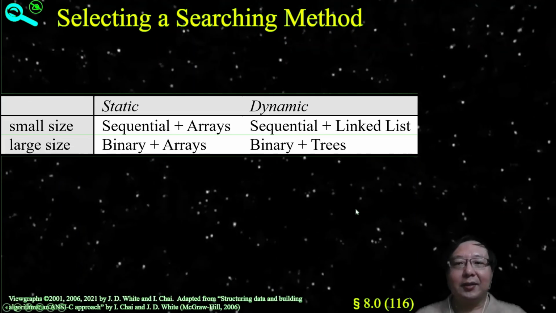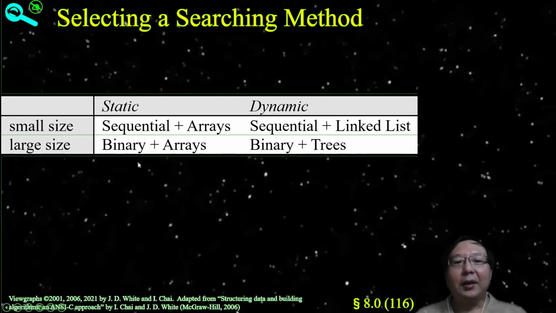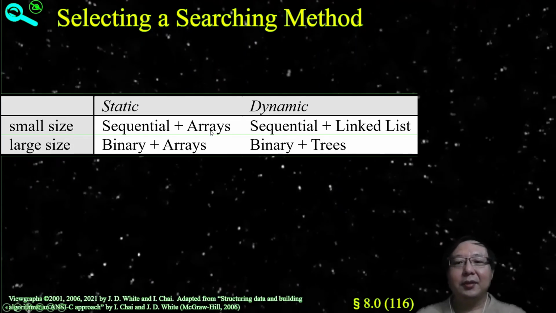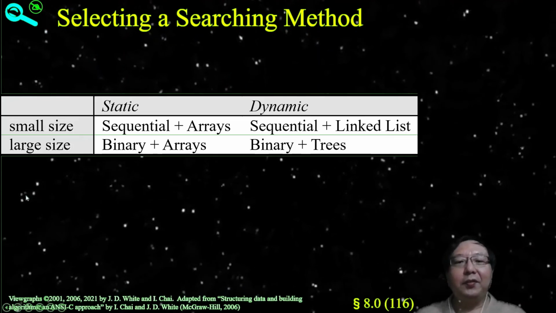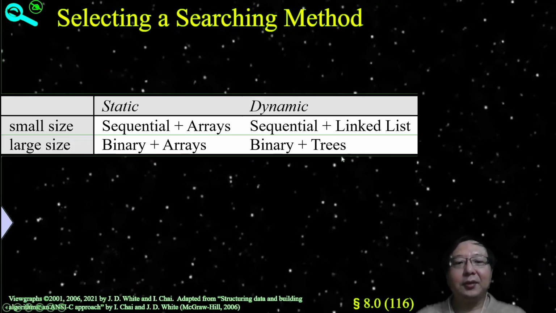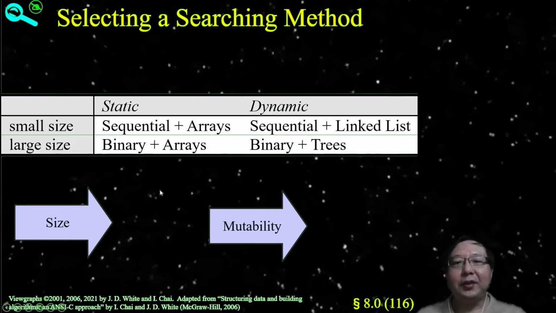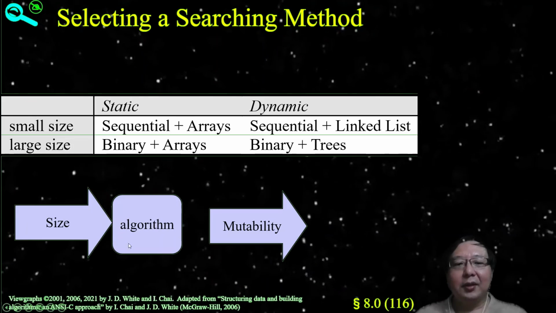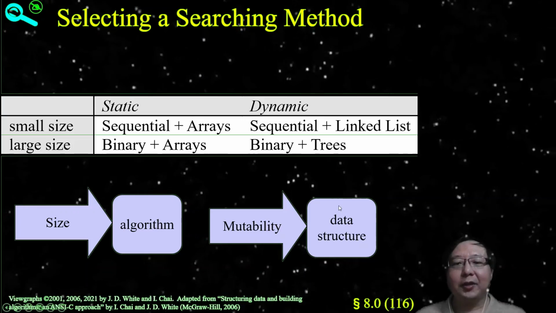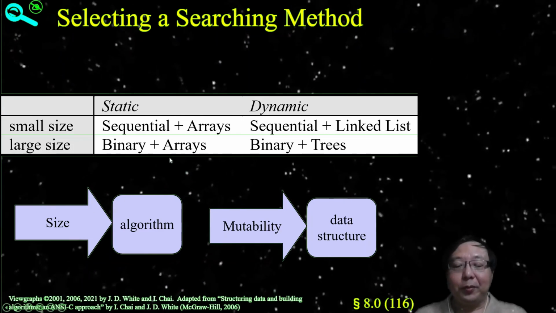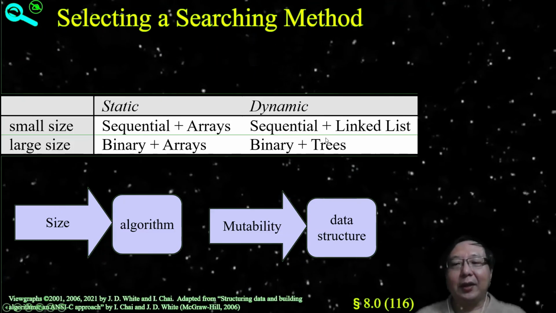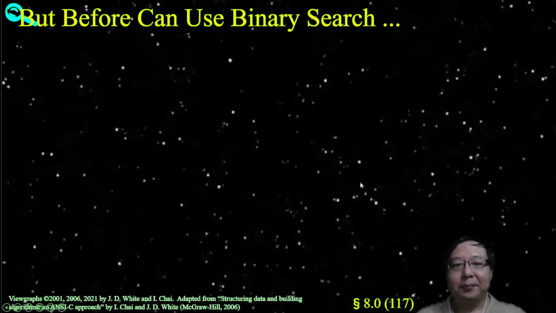So how do we select the searching method? If you have a small size, you could use sequential search with arrays or sequential search with linked lists. If you have a large size, you probably want to use binary search either with arrays or with trees. So size is one of the considerations. The size tells you what algorithm to use. The mutability tells you what data structure to use, because arrays are not very mutable, right? You can't change them very easily, whereas linked lists and trees, you can change them.